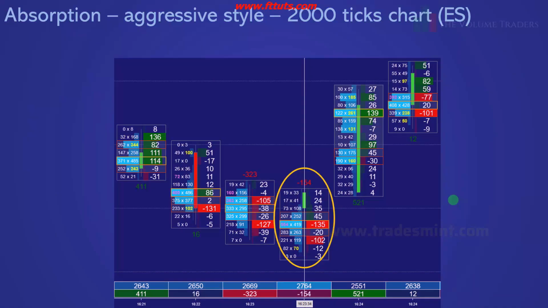I am looking for absorption, and absorption for me is defining where the passive orders are and where the aggressive orders are. And I'm trading only this right now, and I use key levels and zones based on real volume tools.